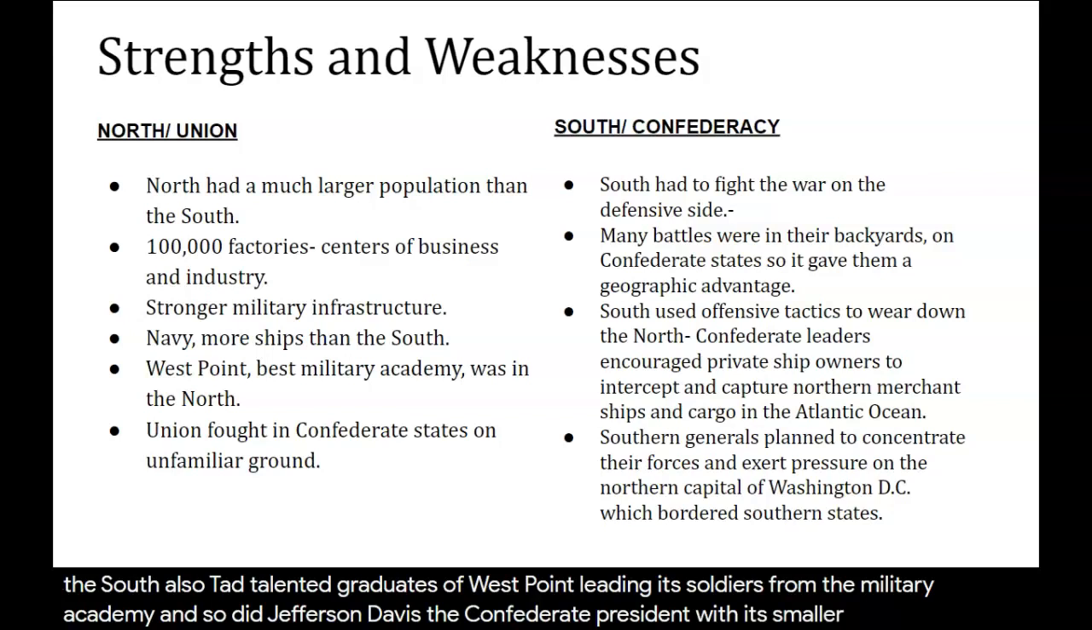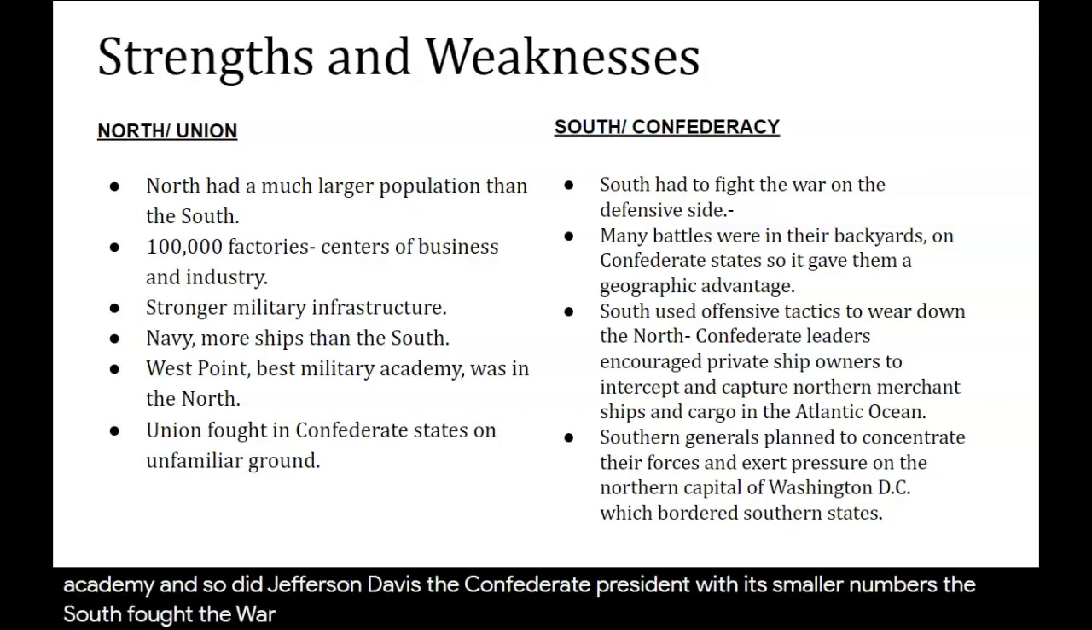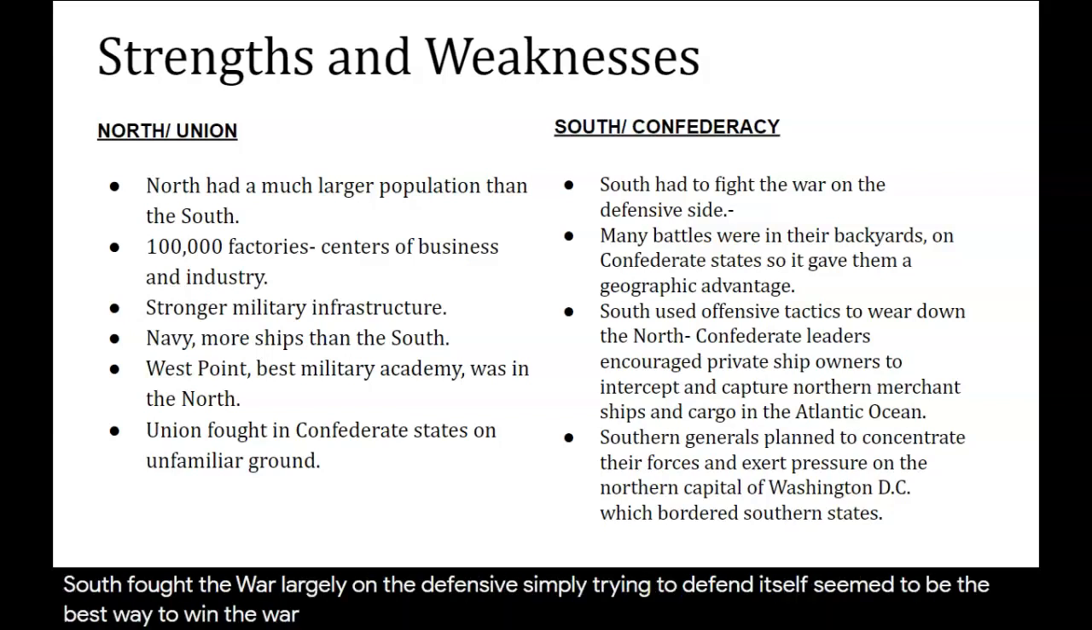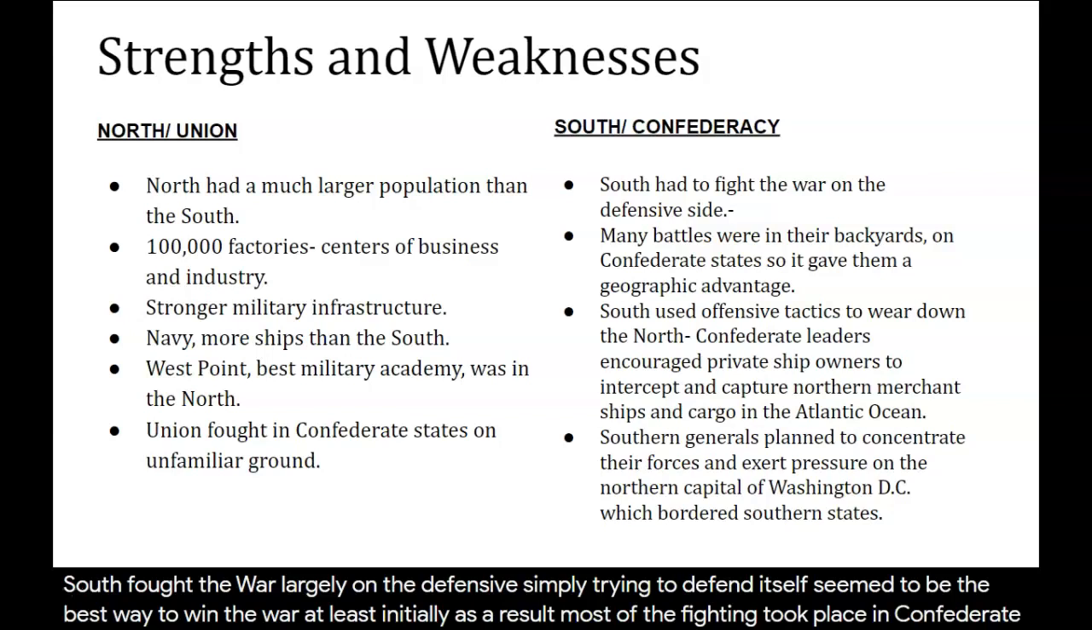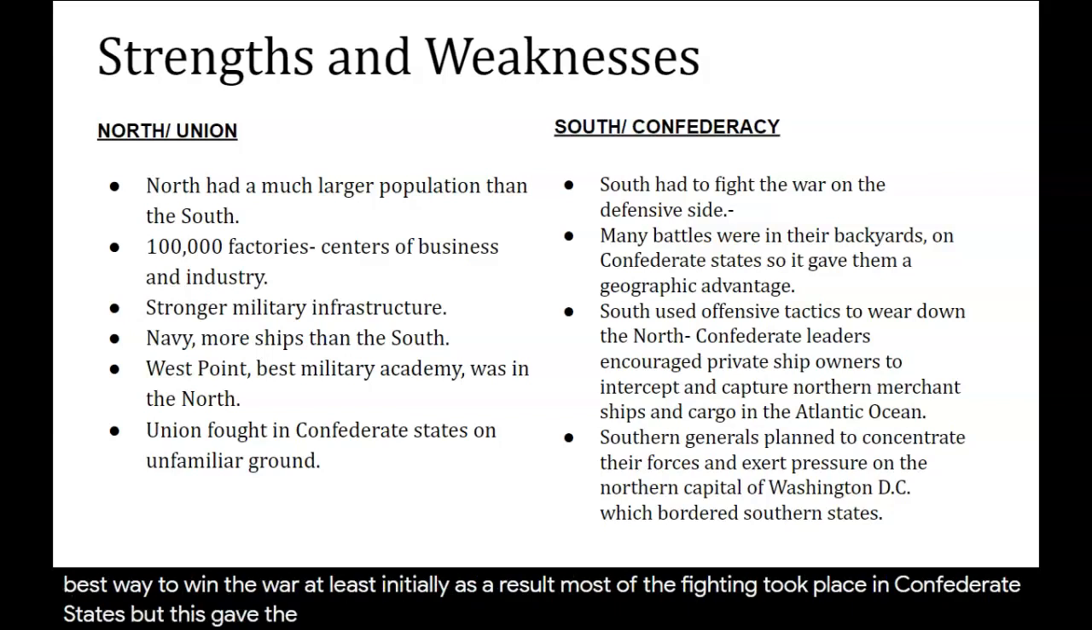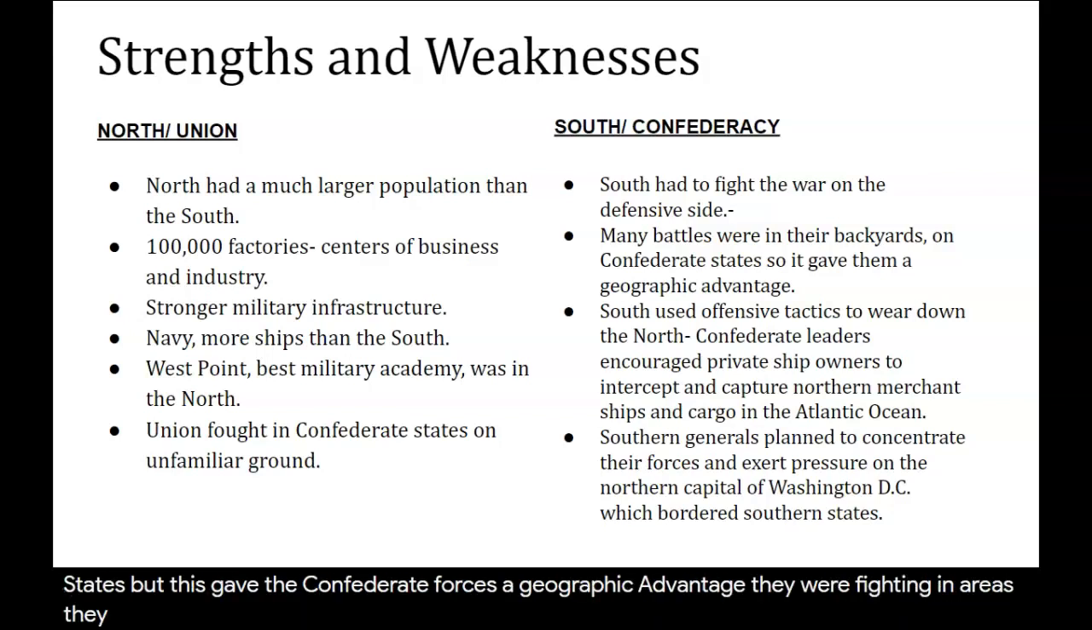With its smaller numbers, the South fought the war largely on the defensive. Simply trying to defend itself seemed to be the best way to win the war, at least initially. As a result, most of the fighting took place in Confederate states, but this gave the Confederate forces a geographic advantage. They were fighting in areas they knew well, while the Union Army found itself on unfamiliar ground.